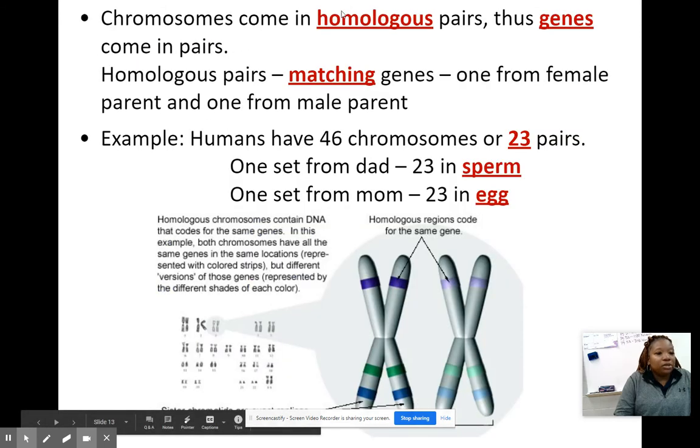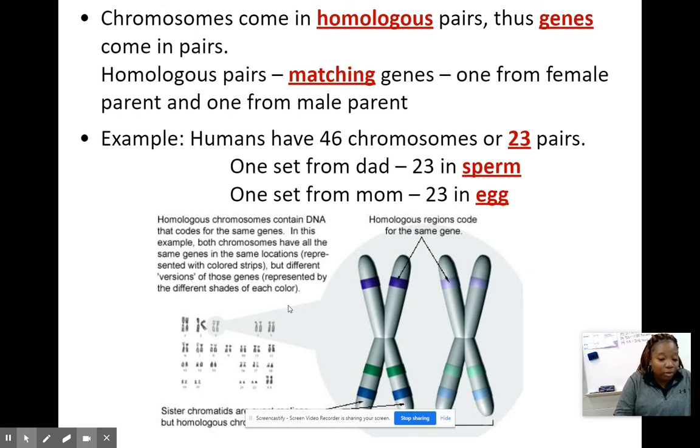All right, so chromosomes come in homologous pairs. So that means 2. Thus, genes come in pairs. So if chromosomes come in pairs, meaning you got 2, then the genes come in pairs. So you might have genes for hair color on one chromosome, and on the other one you might have another gene for hair color. One of them may be dominant, the other one may be recessive. The dominant gene will always cover the recessive gene.